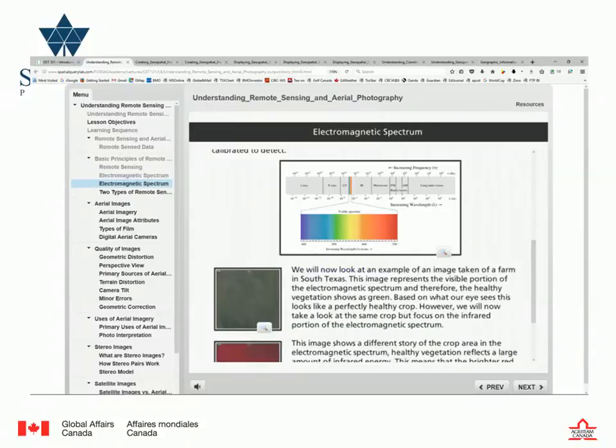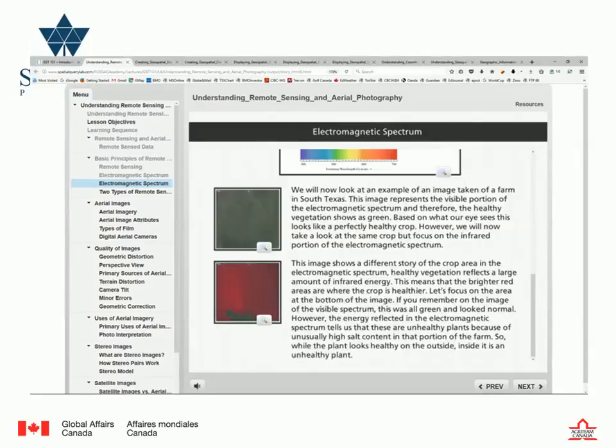This is an example of the spectrum, the range of the electromagnetic spectrum. This little part here is what we can see. You take the visible part of the light, this is what it looks like, and if you use the other parts of the electromagnetic spectrum, you can get a different image of the same field.